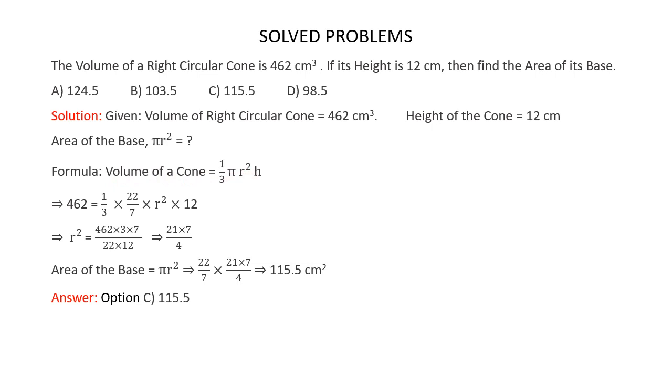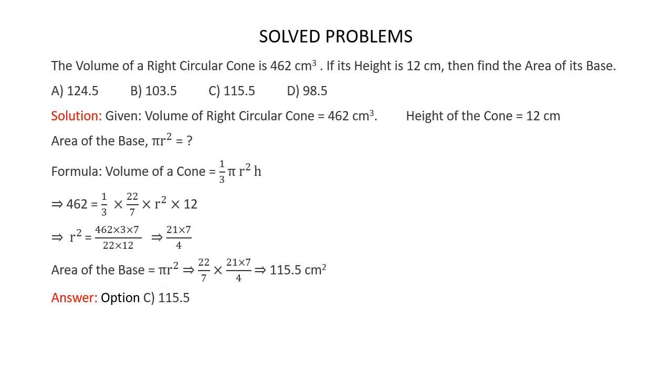Substituting all these values in the formula here, we get 462 is equal to 1 by 3 multiplied by 22 by 7 multiplied by r squared multiplied by 12. So r squared is equal to 462 multiplied by 3 multiplied by 7 divided by 22 multiplied by 12. On solving this, we get r squared is equal to 21 multiplied by 7 divided by 4. So now that we know the value of r squared, let's find out the area of the circular base. So area of the circular base is pi r squared.